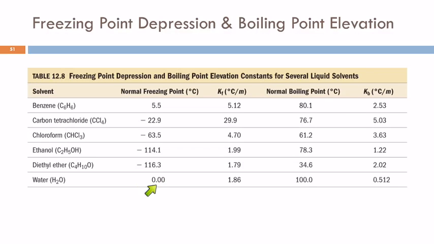Normal freezing point or melting point is 0. Normal boiling point is 100. Normal just means at 1 atmosphere.